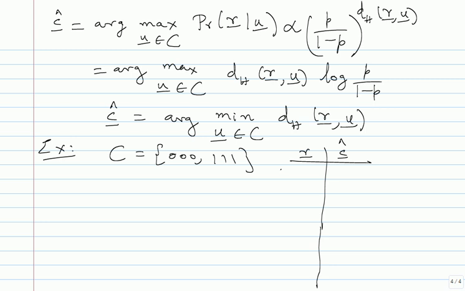Suppose I say R is 0, 0, 0. Well, how will you do maximum likelihood decoding? I know it's trivial, but let's go through the process. I'll find the Hamming distance between 0, 0, 0 and each of the two code words and pick that code word which gives me the minimum Hamming distance. Here there are only two code words. You're 0 away from one code word and 3 away from the other code word. It's very clear. You're going to say C hat is 0, 0, 0.